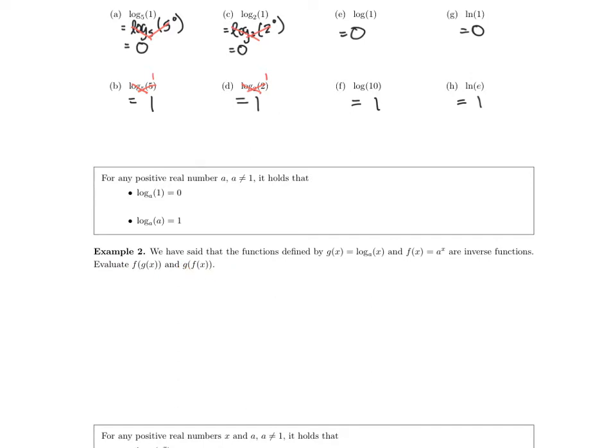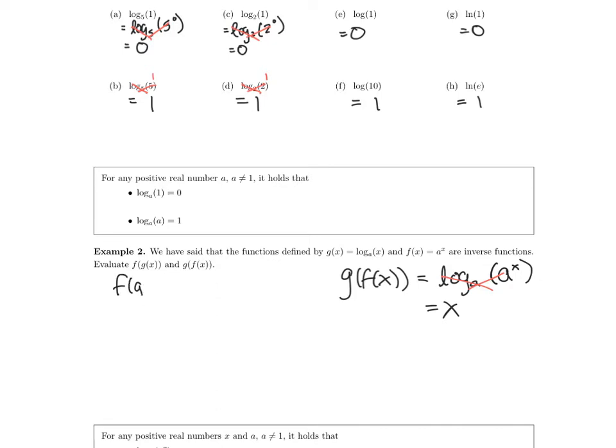Well, let's try g of f of x first. So if we do g of f of x, we're going to get log base A of, instead of x, it'll be a to the power of x. And we know if big base and little base are the same, we cancel those out, getting x just like we're supposed to. We know these are inverses, so how do we solve these?